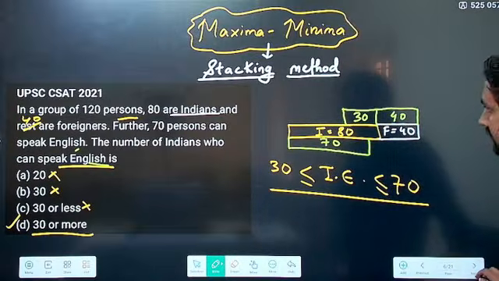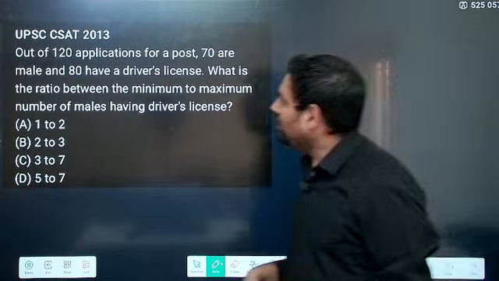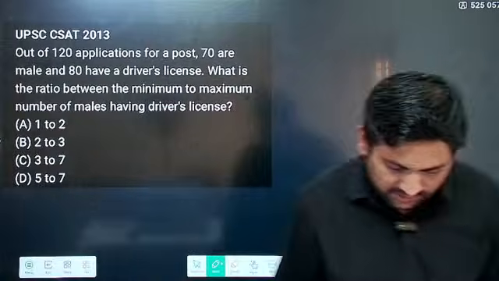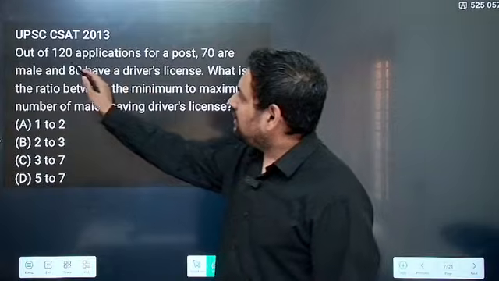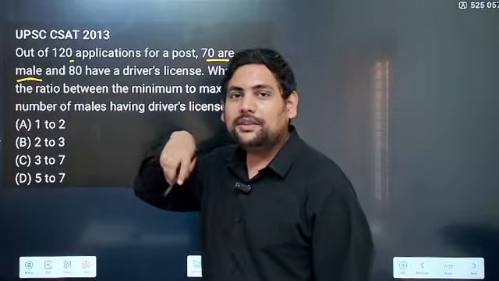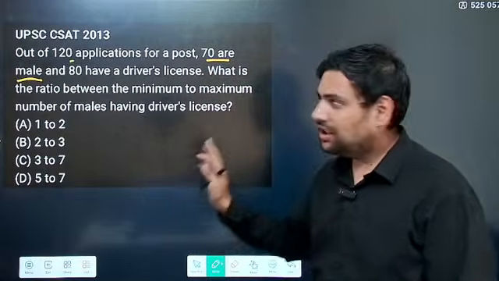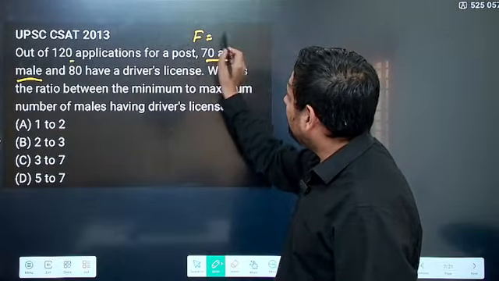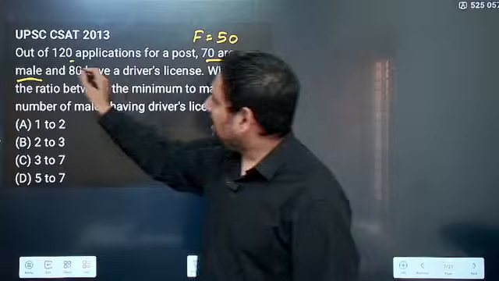Let's do another. It says out of 120 applicants for a post, 70 are male and 80 have a driver's license. Then, what is the ratio between the minimum and maximum number of males having a driving license? First thing, there are 120 applicants. Now, 70 are male. That means how many are females? There are only two genders in these questions. So the number of males is 70, so the number of females will be 50, as the sum has to be 120.